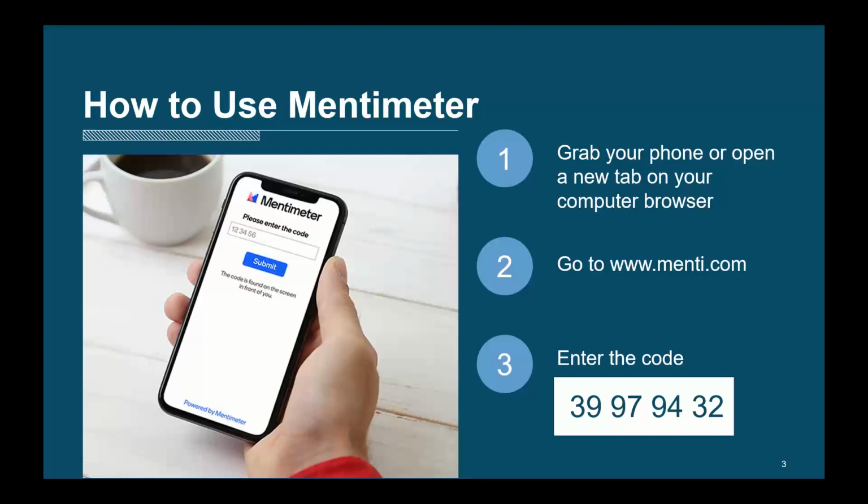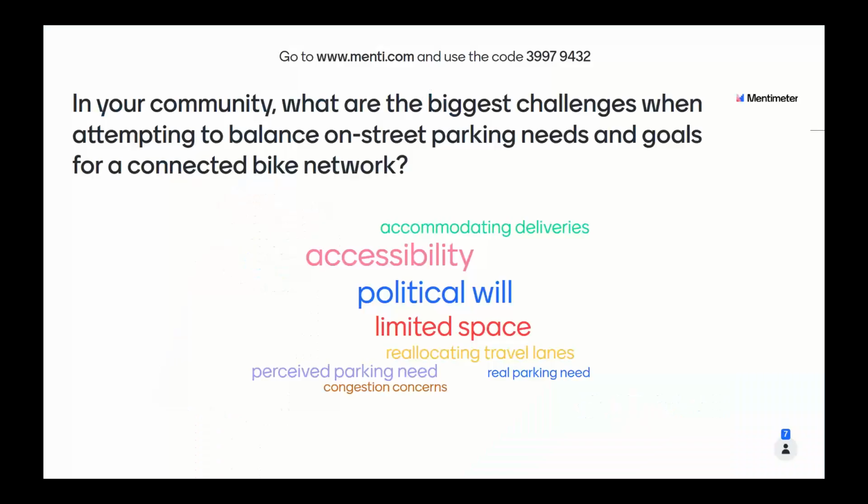You are also most welcome to enter information into the chat box, and we'll incorporate that into our discussion as we move forward. So you'll see the address and the code on the next slide. And here's the question we want to learn from you on, which is, in your community, what are the biggest challenges when you're attempting to balance on-street parking needs and goals for a connected bike network? We're going to leave this slide up.